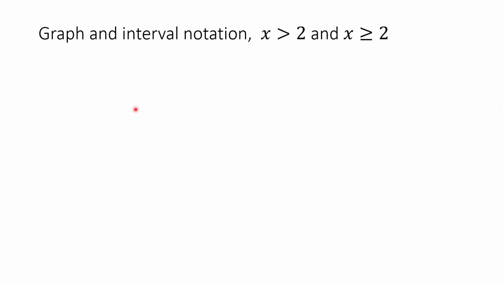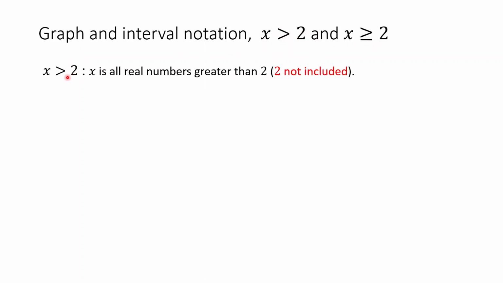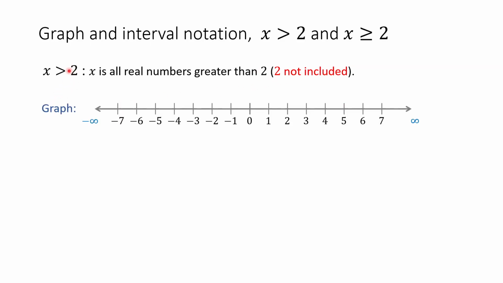Now we are going to draw the graphs of these inequalities. So first take this one, x greater than 2. So in this inequality, the 2 is not included. We are going to draw the graph. You have 2 here. So go to the number 2 and put an open circle. Put an open circle because 2 is not included.